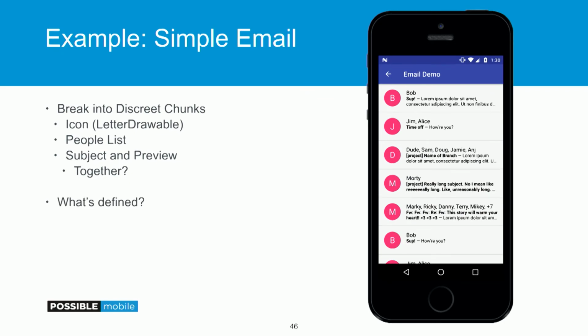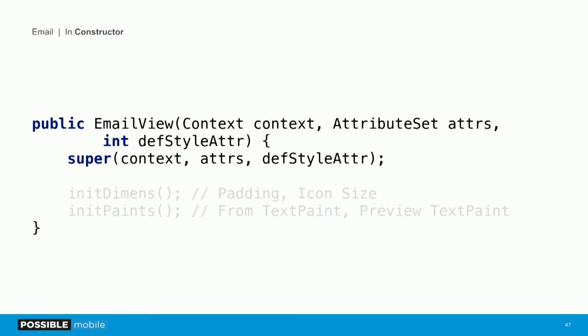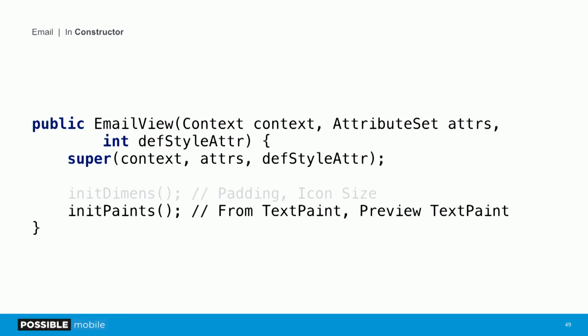Next, what dimensions are actually defined here? First, we know that the icon, the circle to our left, is going to be a set size, and there's going to be some spacing around it. We know the list of people is going to be a single line, and then we know the subject and preview will be up to 2 lines. So let's dive into some code. First thing, same as we've done before in our constructor, we want to initialize all of our dimensions, our padding, our icon size, things that dictate how big everything is. Next, we want to initialize our paints. This is everything we're going to use to actually draw that stuff onto a canvas.